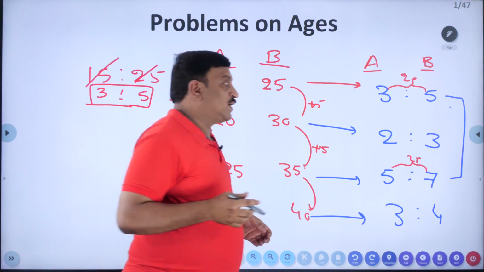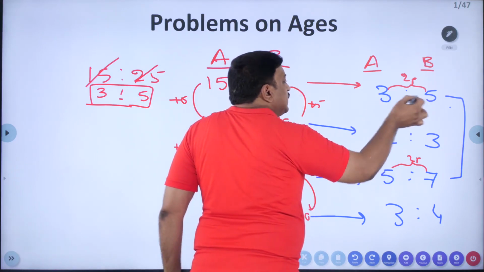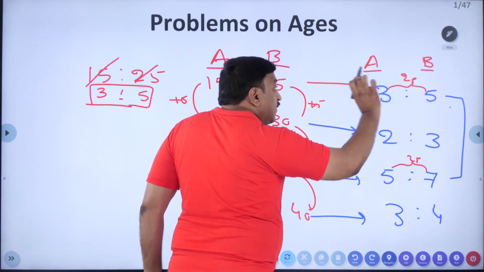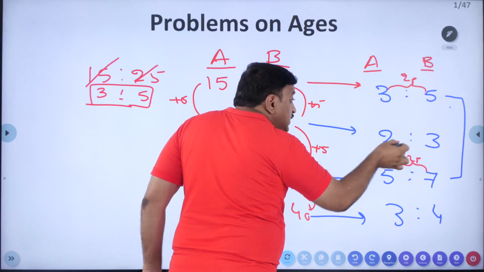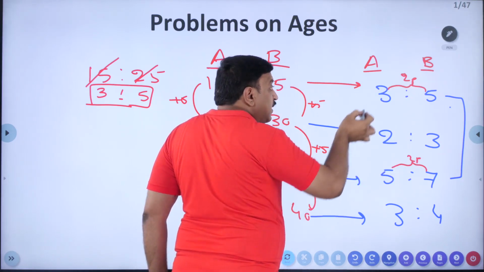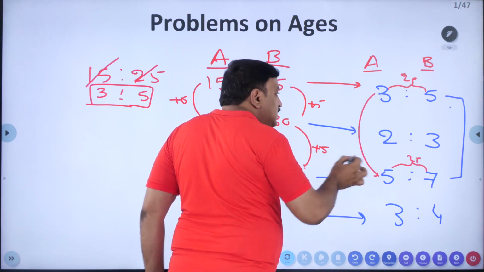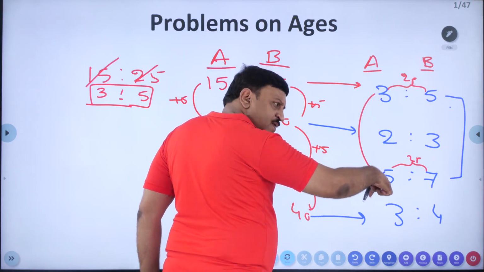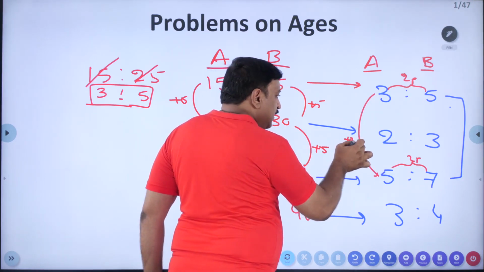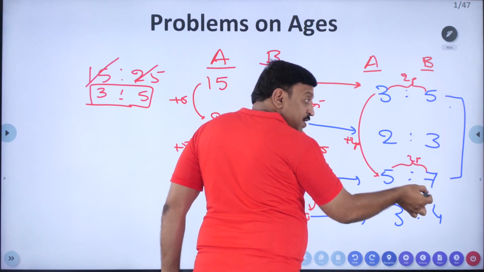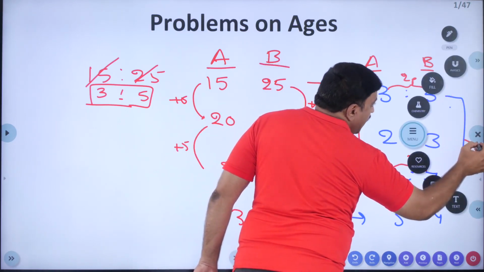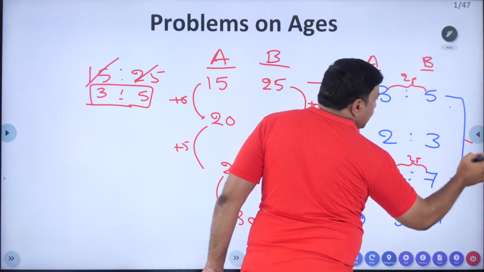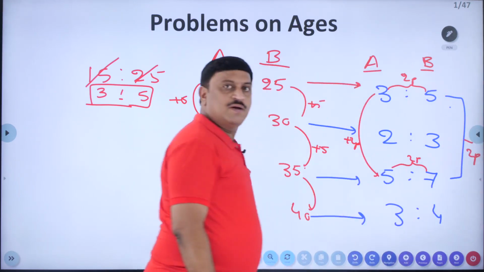Why balanced? If I take the persons A and B here, and here also A and B, since the 2 parts are equal, their difference is also the same. Now you see the respective persons, the difference will also be same. 3 plus how much is 5? 2 parts. 5 plus how much is 7? 2 parts. That's all.